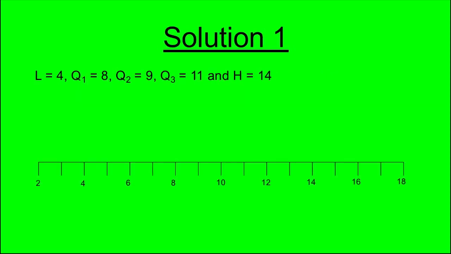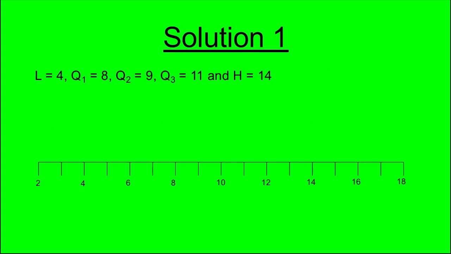Solution 1. When displaying your information in a box plot, the first thing that we must look to choose is an appropriate scale. Our box plot will display data from the lowest, which is 4, to the highest, which is 14. I would therefore recommend going a few less than your lowest and a few bigger than your highest. You can see from the screen, I've chosen to go from the number 2 to the number 18. Each section represents 1.